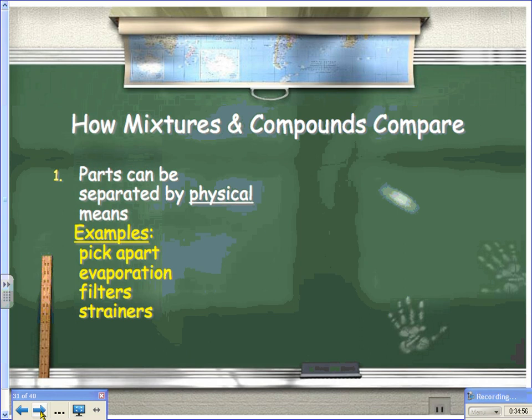Filters, we can pour it through a filter and that will trap some things and then let other things go through, so then we can kind of separate out some of that in that manner. Strainers, we could pour something that has some solids in it and liquids and have that water seep through, leaving behind the solids. So that would be examples of separating out physically by doing something like that.